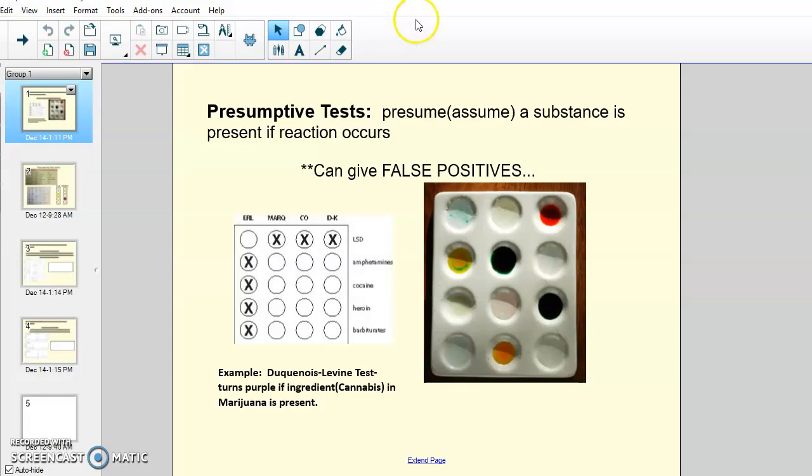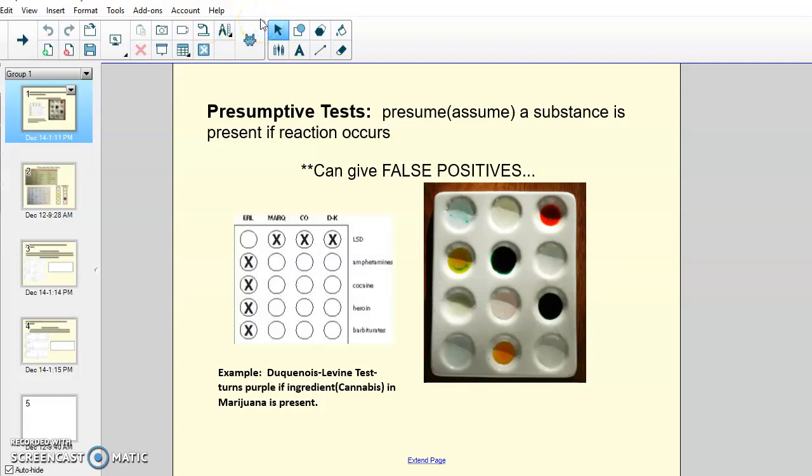Hi, today we are going to talk about the difference between presumptive and confirmatory tests when dealing with drugs. When they're figuring out what type of drug is present, whether it's a quick traffic stop where they find white powder in the front seat, or something that's been confiscated and sent to the lab, they need to know the proper testing to do. The first one we're going to look at is presumptive tests.